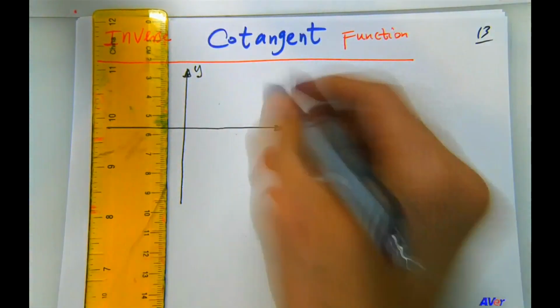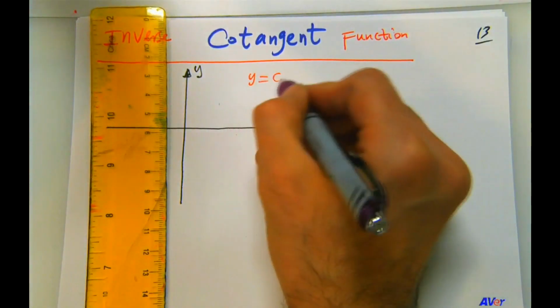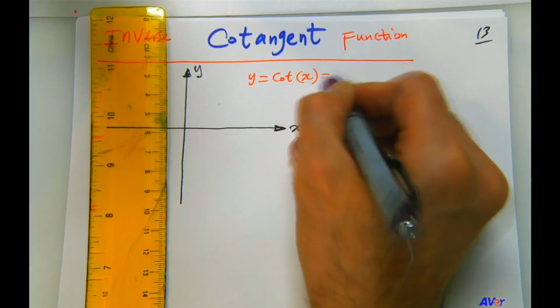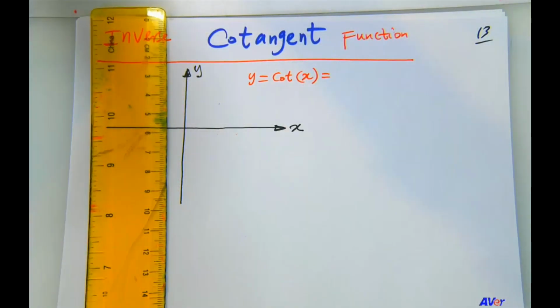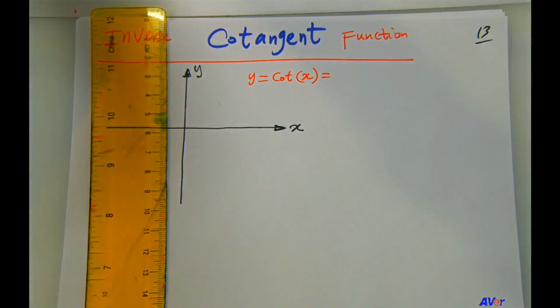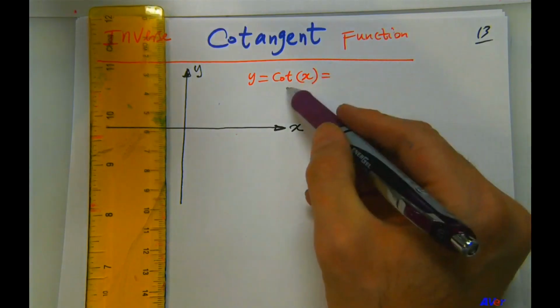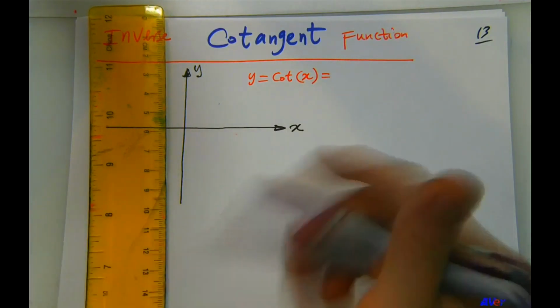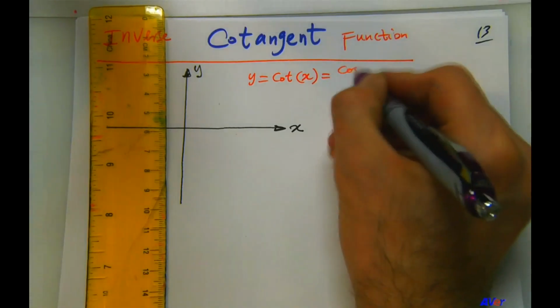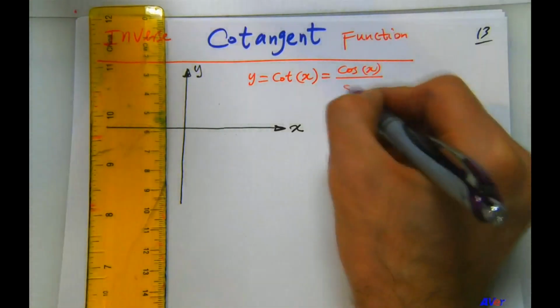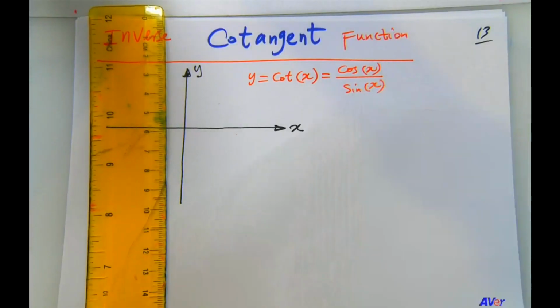And this is the graph of the cotangent of x function. Do you remember what connection the cotangent function has with the other trigonometric functions? Think about it. Well, the cotangent is the reciprocal of the tangent function. So it will be cosine of x divided by sine of x, right?